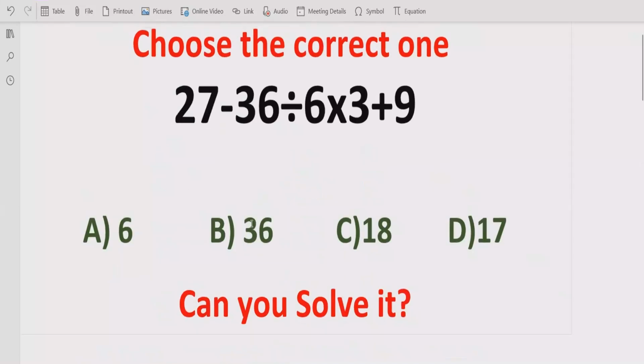Today we will solve another quiz which is related to PEMDAS and BODMAS method. It is a very simple quiz and it contains the basic operations: minus, plus, multiplication and division. So we have to solve this quiz using the PEMDAS and BODMAS method and find the correct answer. In the answer list we have four answers. A is 6, B is 36, C is 18 and D is 17. So let's see after solving it which answer is correct.